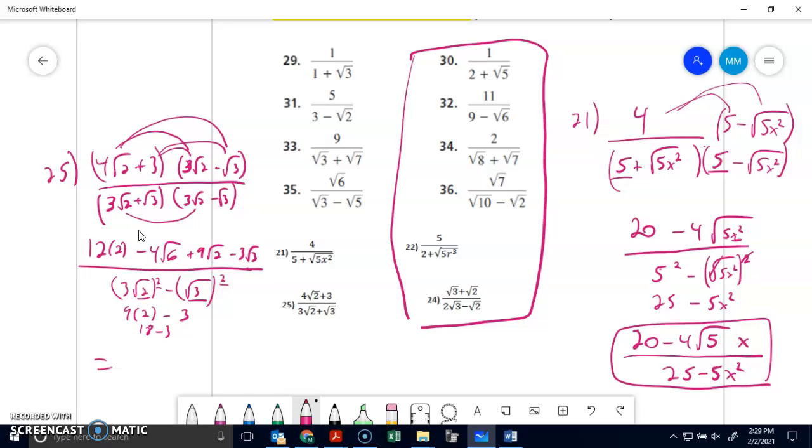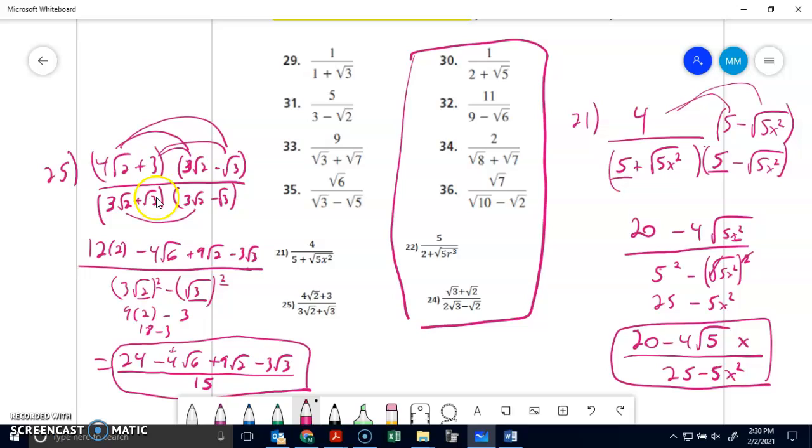So let's clean it up. 12 times 2 is 24, minus 4 square root of 6 plus 9 square root of 2 minus 3 square root of 3, all over 18 minus 3, which is 15. And I almost have something that reduces because everything's divisible by 3 except for this 4. If that 4 were also divisible by 3, I could divide every outside number by 3 and reduce that. But that's about all we can do. All right, you can go ahead and do those 6 even problems about the rationalizing.